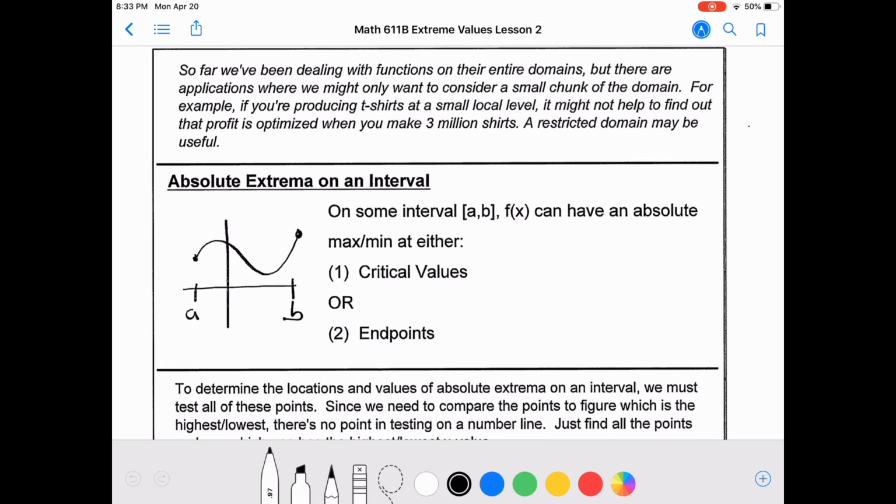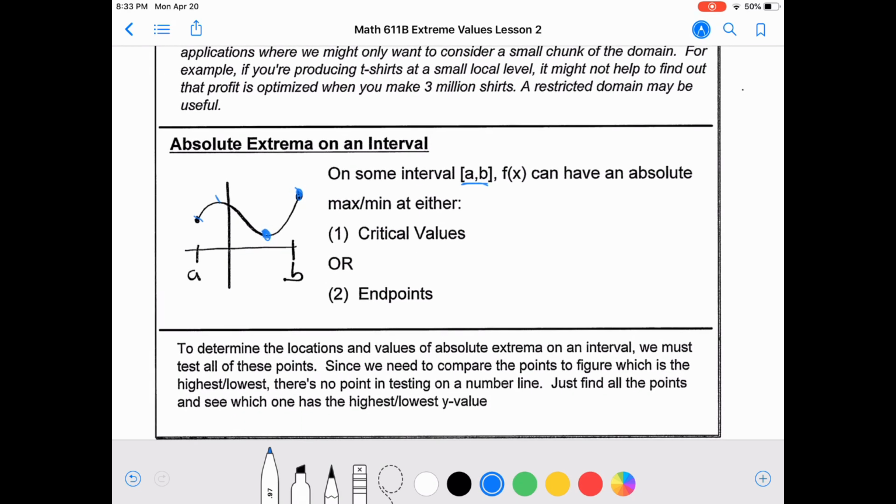So if you have an interval, and a closed interval in particular, that means one that includes the endpoints, like this, then you can have absolute max or min at either the critical values, which would be here and here on this function, or at the endpoints. And we're talking about absolute extrema here. So the absolute min would be this point right here that I'm coloring in, and the absolute max would actually appear at the endpoint. If you want to test for an absolute max or min on an interval, you need to test the endpoints as well as the critical values.